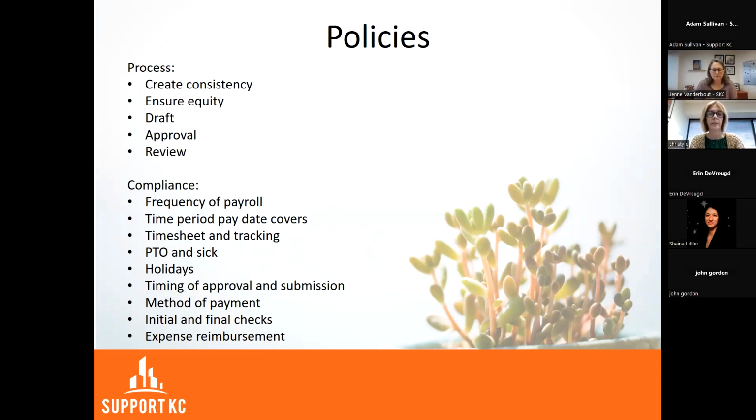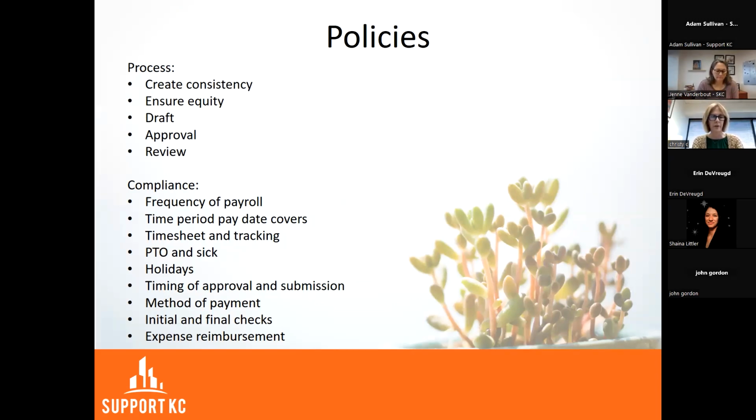Holidays, and making sure that you have identified the holidays or floating holidays that you will be providing. Timing of approval and submission, again, ties back to that frequency of payroll. Do you give enough time to turn that payroll around and have it be accurate and have a chance to review it?